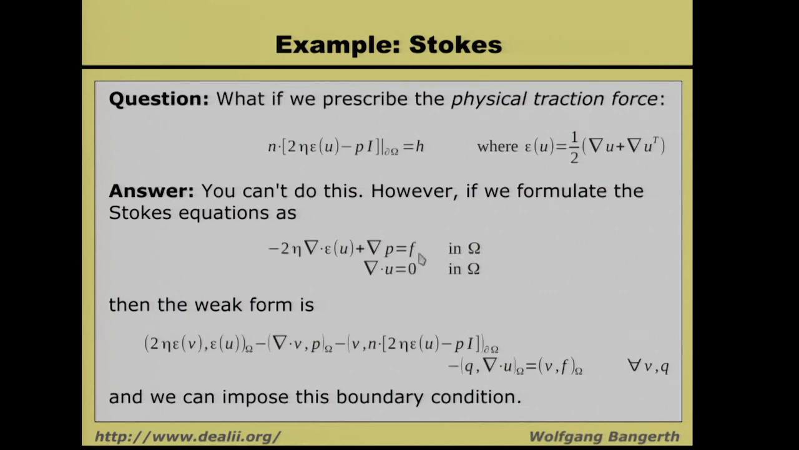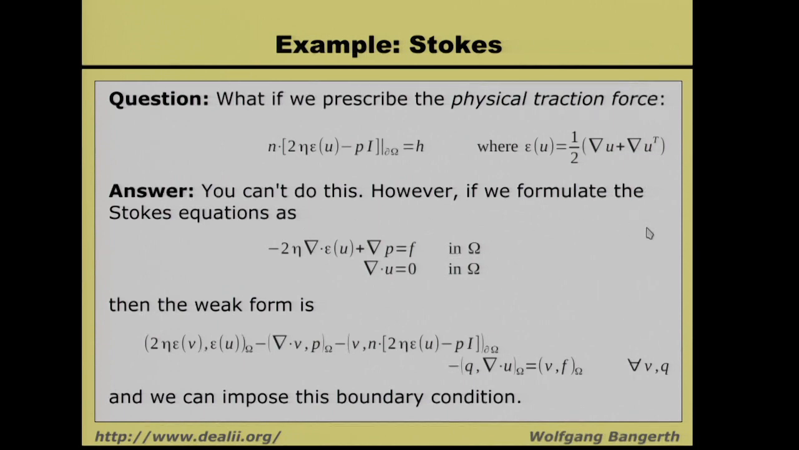Because when I take this particular formulation of the Stokes equation, then the corresponding weak formulation, after multiplying by a test function and integrating by parts, in fact has a boundary term that looks like this. And lo and behold, there is a term here that is exactly the one that I need. This is the one that I wanted to replace by h. Okay, so in that case, if I take these equations here, then I can do what I want.